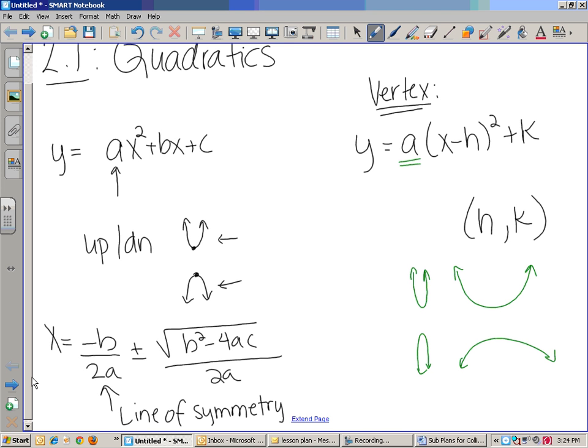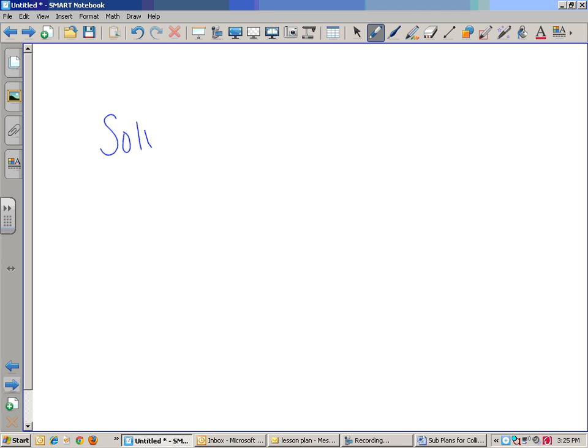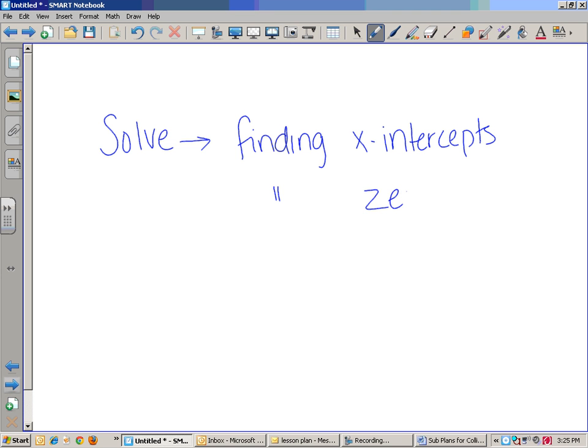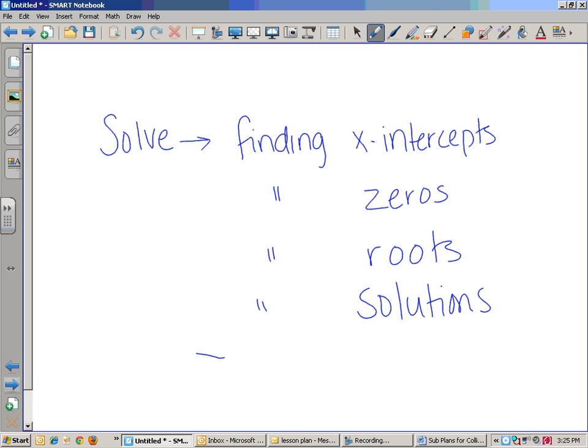But here's what you're going to be expected to do. You're going to have a packet today, and you're going to be expected to solve. One of the things I need you to understand is that solve is the same thing as finding your x-intercepts. The words we use for x-intercepts are also zeros, also roots, also solutions. And the way we do that is setting y equal to 0.